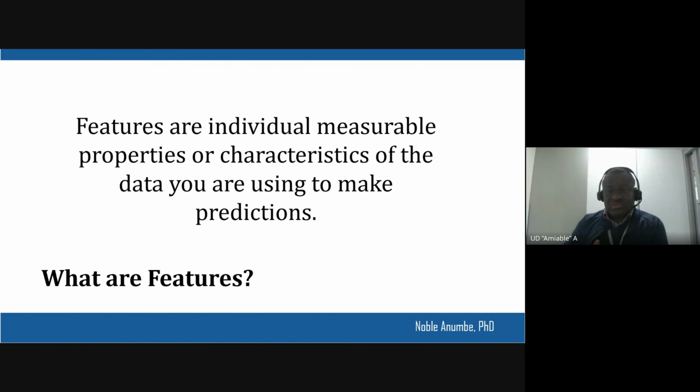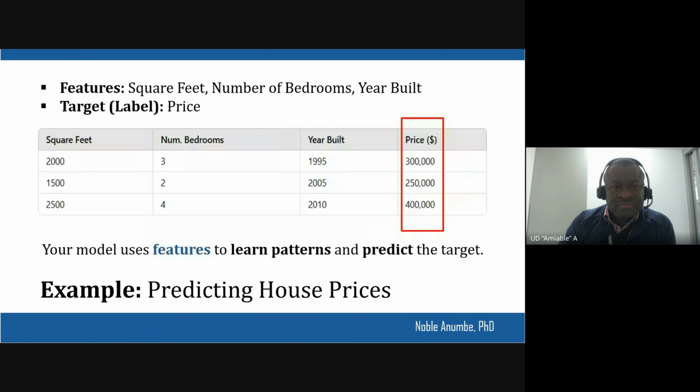So first of all, we start talking about features, which is what we did during the last class, right? They are individual measurable properties or characteristics of the data that you are using to make predictions, right? Let me just quickly go this way. So this is an example of what we have.